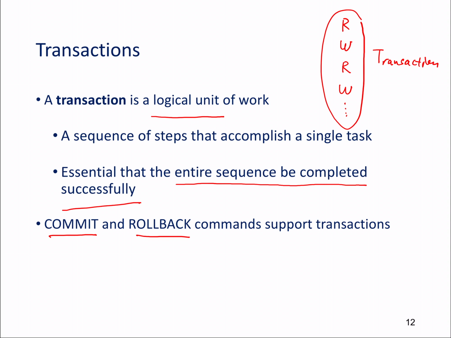Commit is to make sure that all the changes are saved permanently to the database. And rollback means that if there is anything wrong or a failure in a transaction, we can always use the rollback command to revert all the changes.